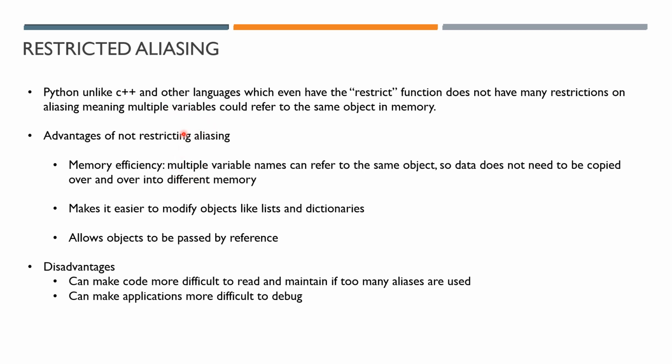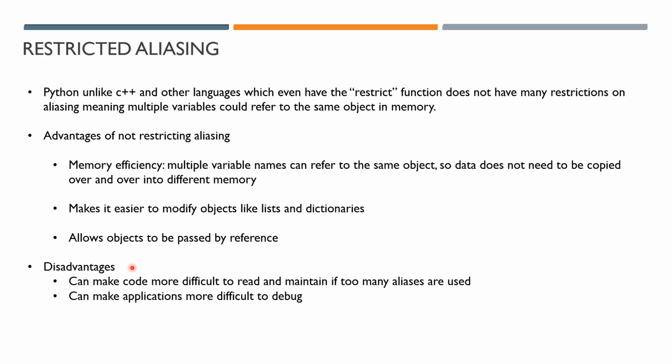The good side of it is that multiple variable names can refer to the same object, so data does not have to be copied over and over into different memory. It makes it easier to modify objects like lists and dictionaries, and it allows objects to be passed by reference.